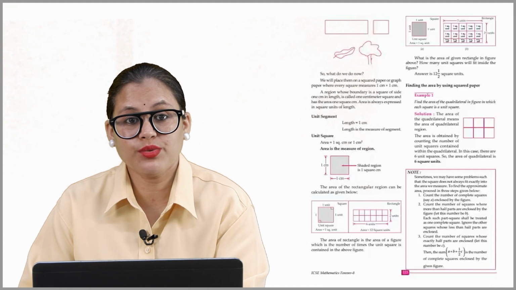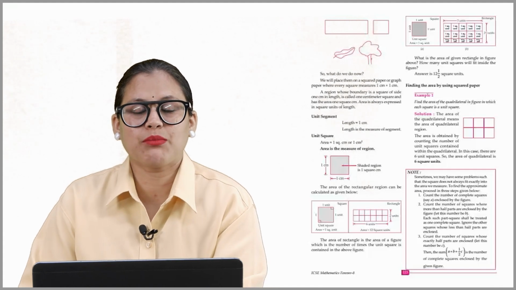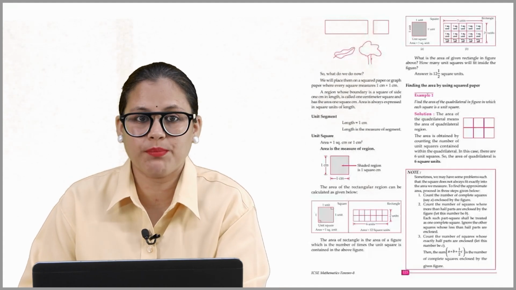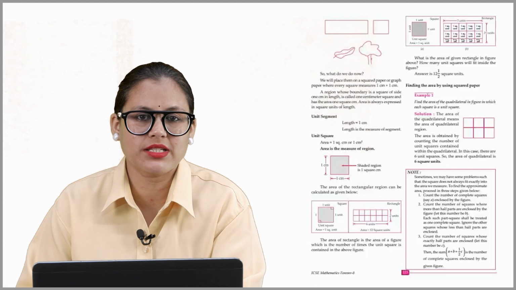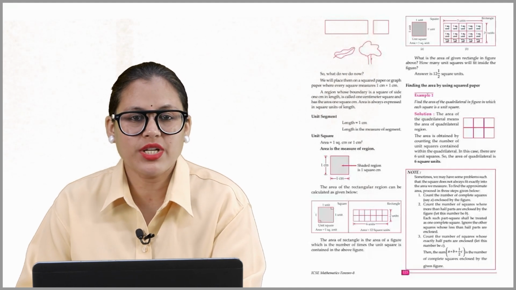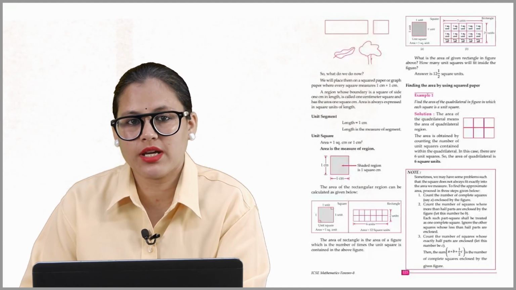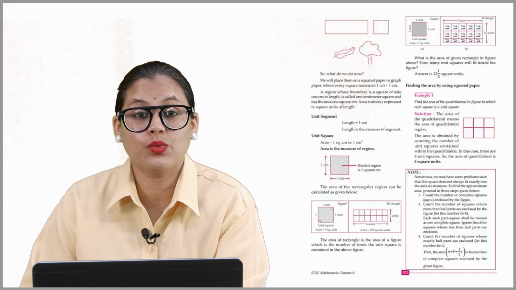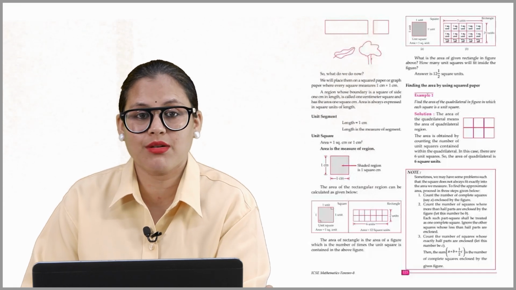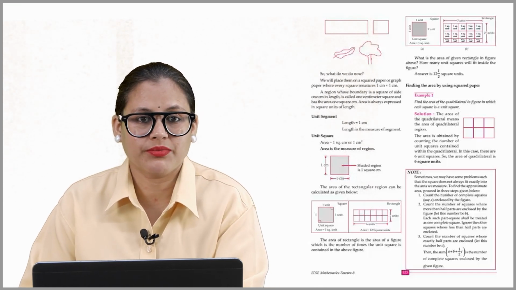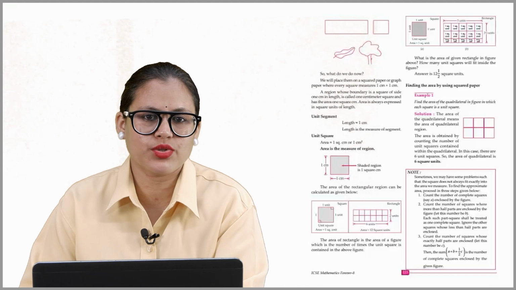So, what do we do now? We will place them on a square paper or graph paper where every square measures 1 centimeter by 1 centimeter. A region whose boundary is a square of side 1 centimeter in length is called 1 centimeter square and has the area of 1 square centimeter. Area is always expressed in square units of length.